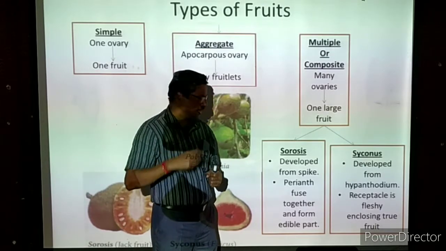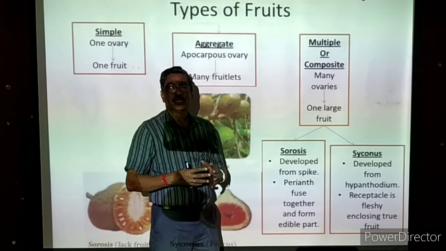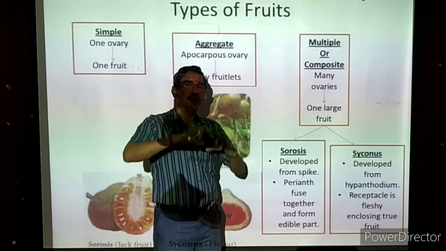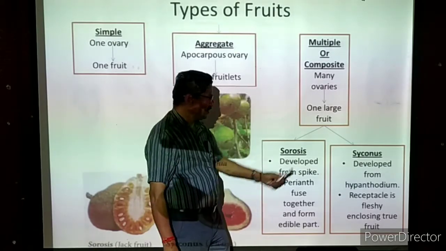They are storing a lot of food. They fuse together and form the edible part. So many divisions will be present. One perianth, one fruit. So many fruits will be there. Everything fused together forms a larger structure.